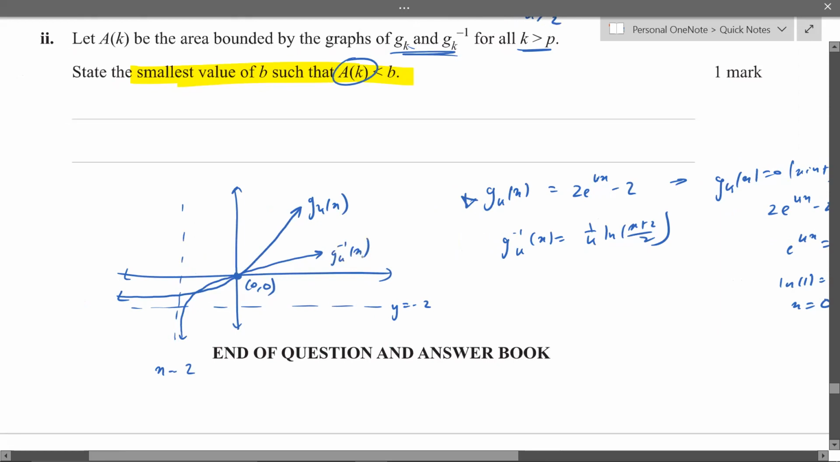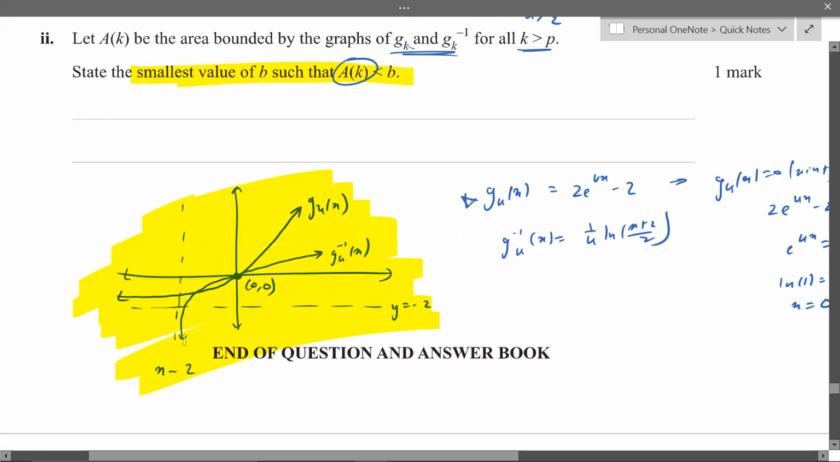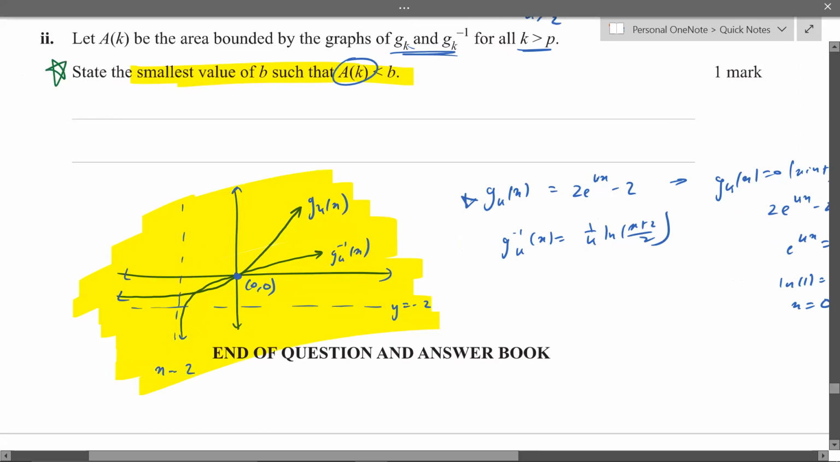So that's extremely important that you draw a small diagram or something, because that will help you figure out what the question's asking. So if you look here, state the smallest value of b such that A of k is less than b. So A of k is this part. So the smallest value of b so that this part is guaranteed less than b is asking what's the maximum possible value of this area, so that no matter what the value of k is, it will always be less than b. So really it's asking what's A(k) max.